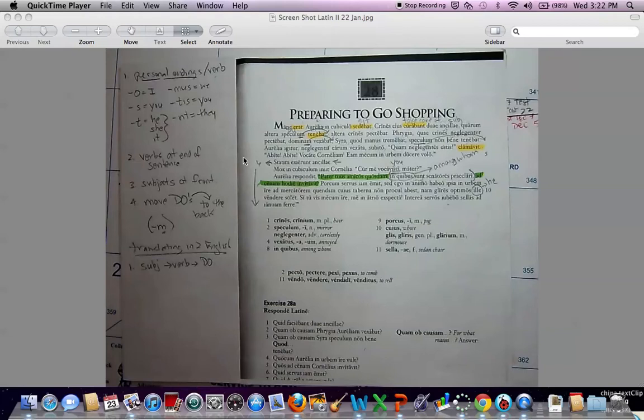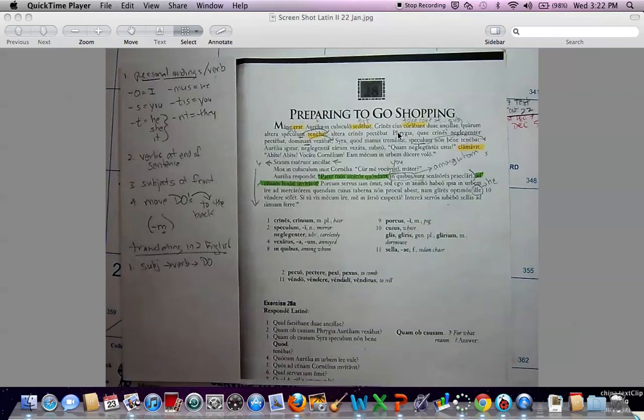I told you that subjects of the sentence are usually at the front. Here's Aurelia at the front of the sentence. Aurelia was sitting in her room. She's the subject. Phrygia is the subject of this sentence right here where the arrow is shaking. Phrygia, who was negligently combing somebody's hair, she's the subject.